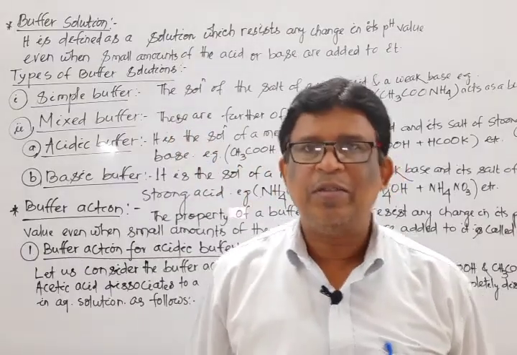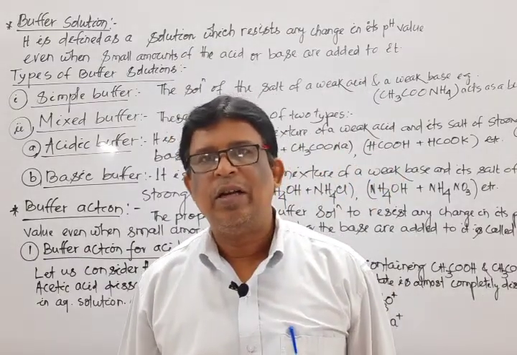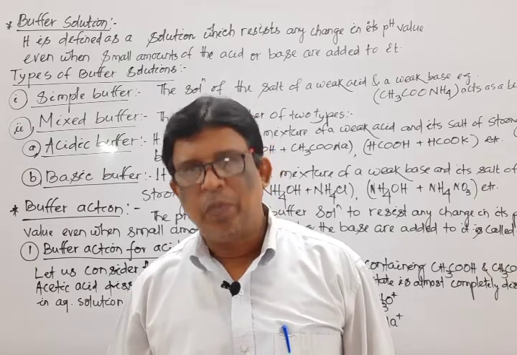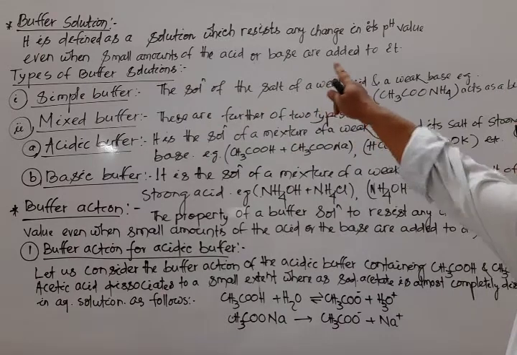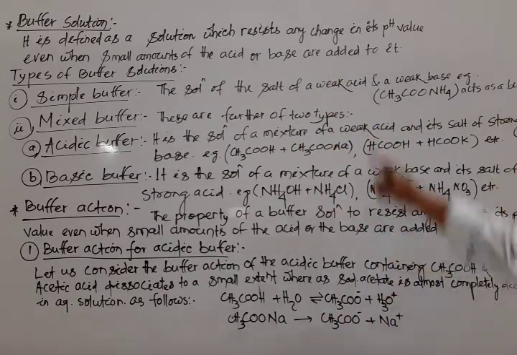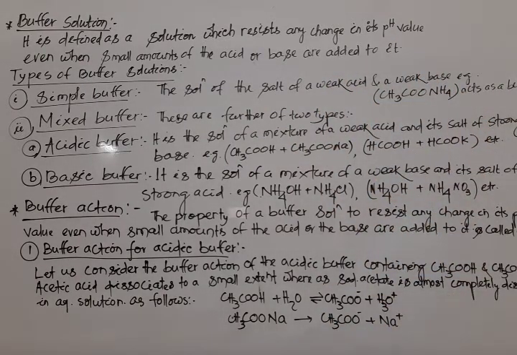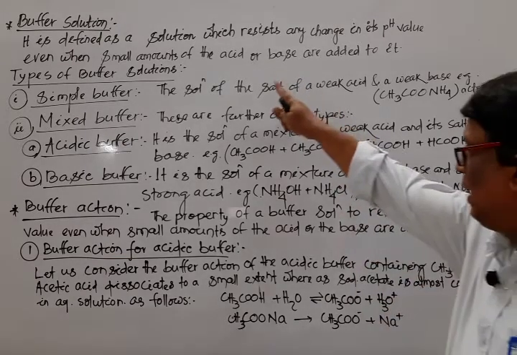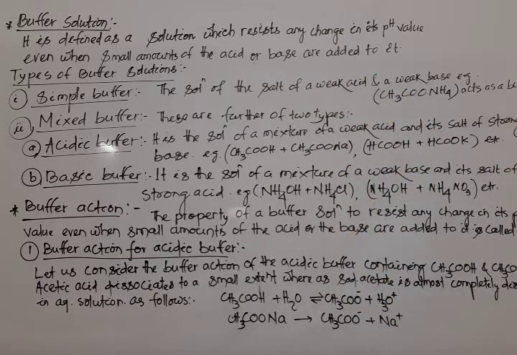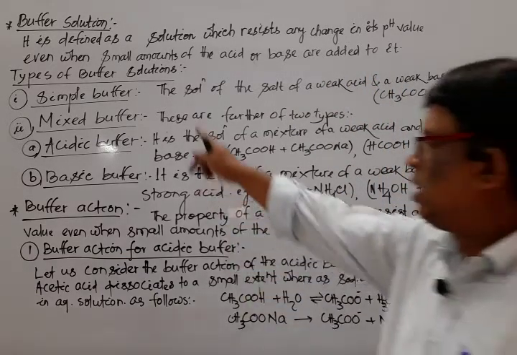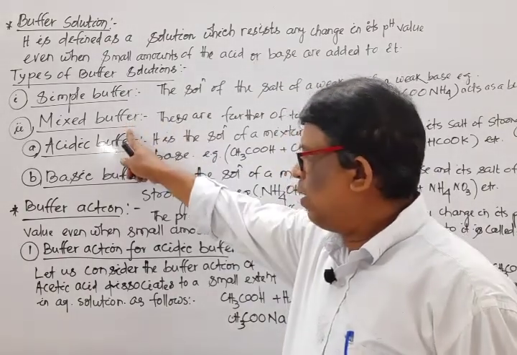Now, note down the definition of a buffer, types of buffer, and how we prepare a buffer. Mark that, buffer solution. It is defined as a solution which resists any change in its pH value, even when a small amount of acid or base is added to it. It is the definition of buffer. What are the types of buffer? There are two types. One is simple buffer, one is mixed buffer.